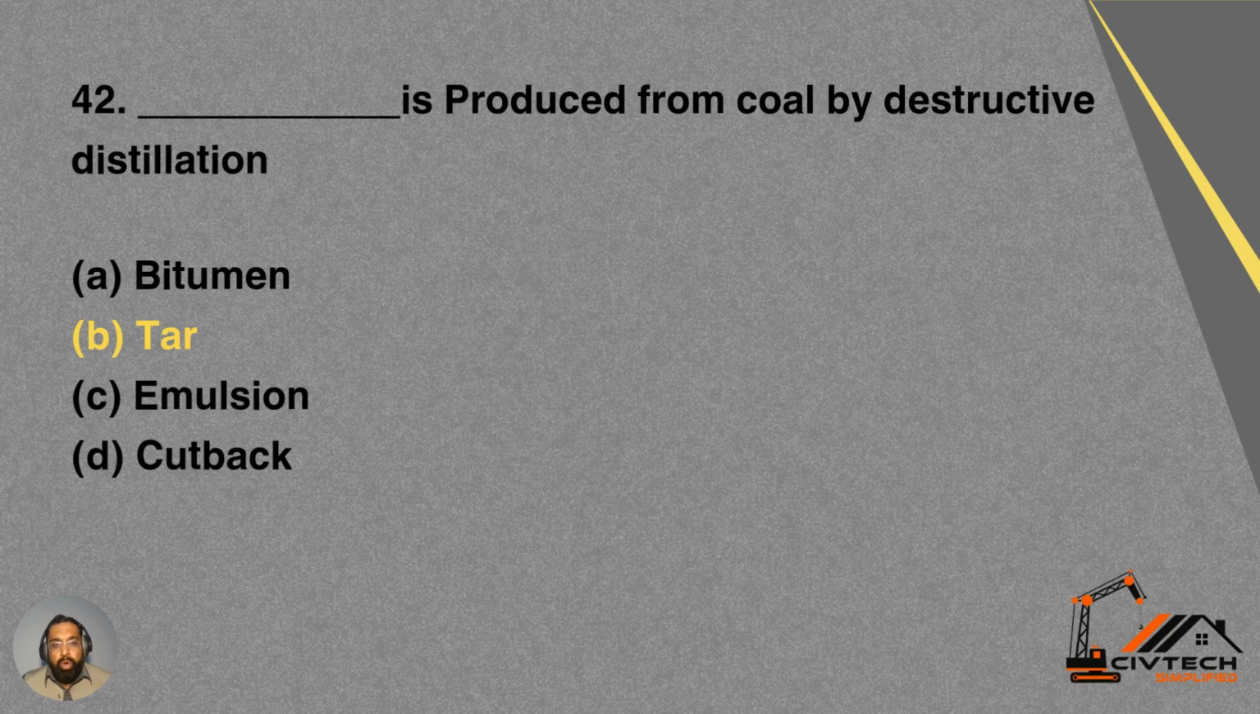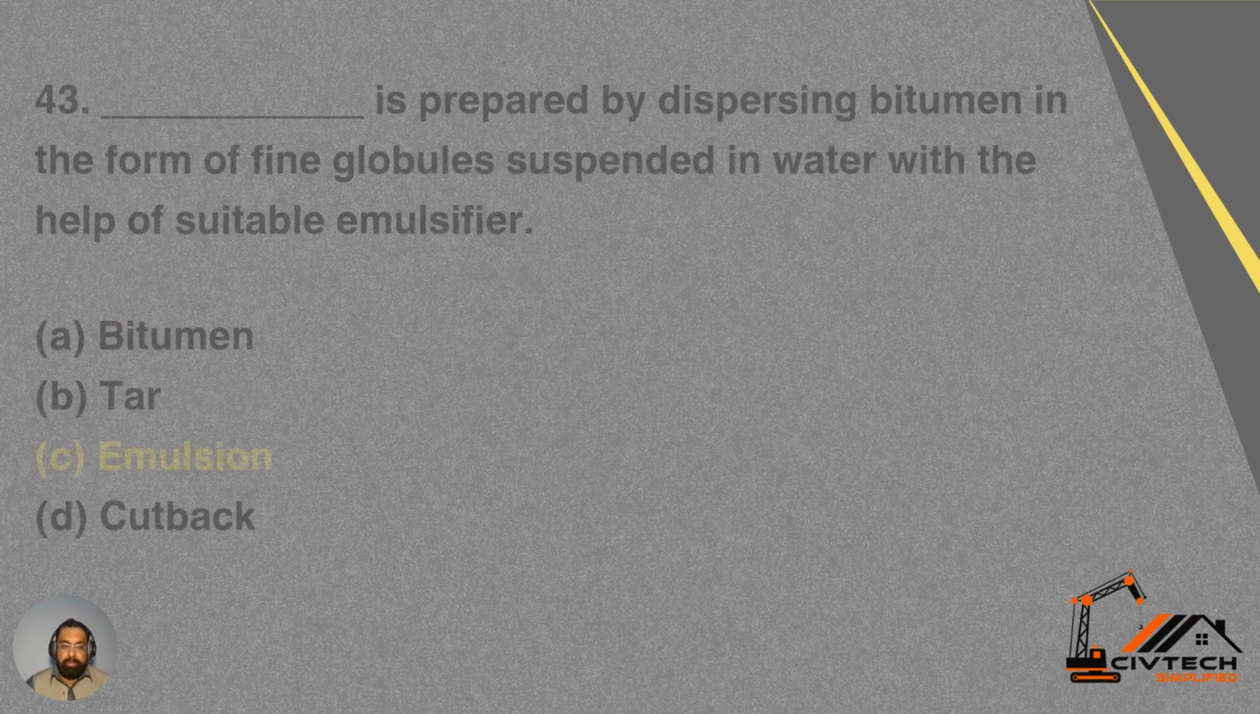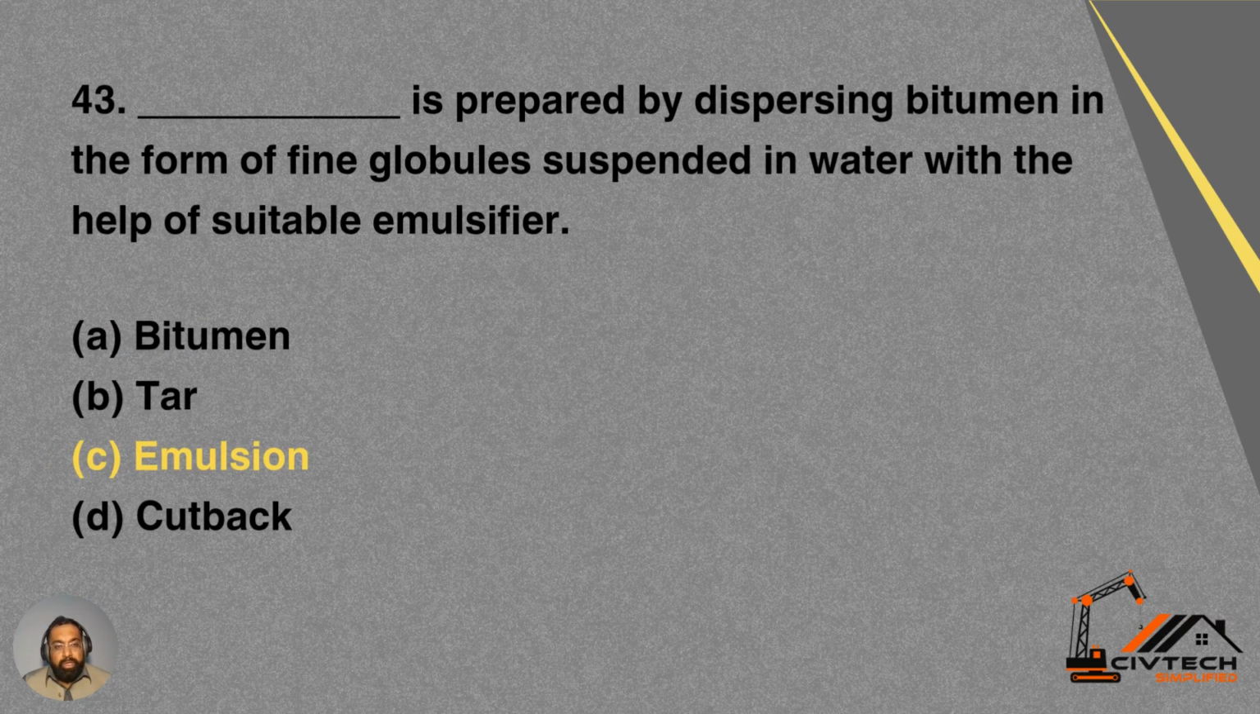Question 42. Dash is produced from coal by destructive distillation. Option A, bitumen. Option B, tar. Option C, emulsion. Option D, cutback. So tar is the product obtained from coal or wood. B is the correct answer.